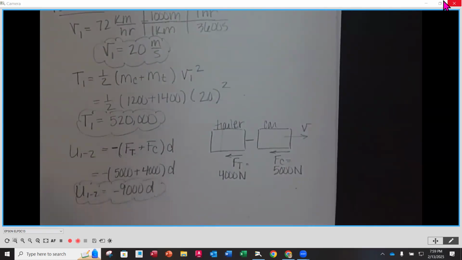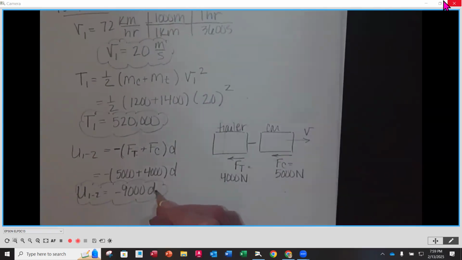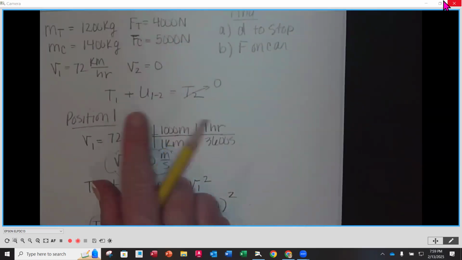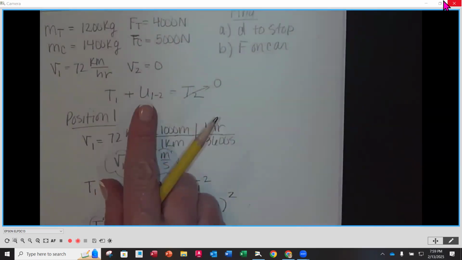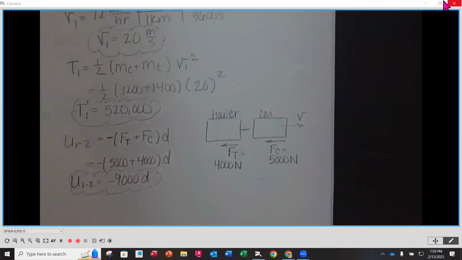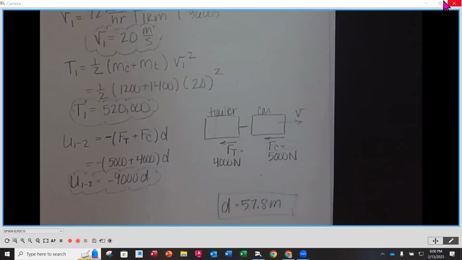And that's going to be your work. And so now, to get your distance is the only unknown. So you're simply going to put those values in here, set it equal to 0, and solve for your distance. Okay, so that's going to be part A, and you should get a distance of 57.8 meters would be the stopping distance, but you've got to calculate that out. So that's part A, kind of getting that set up.